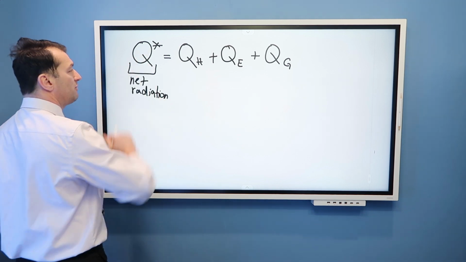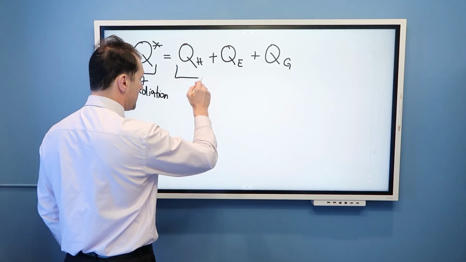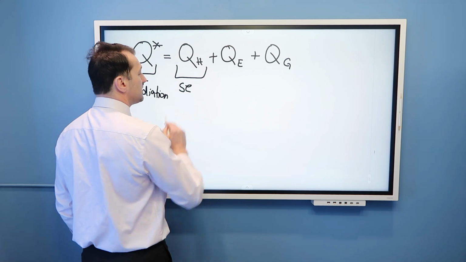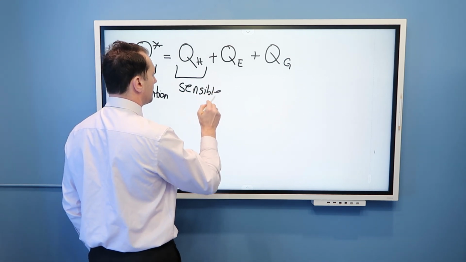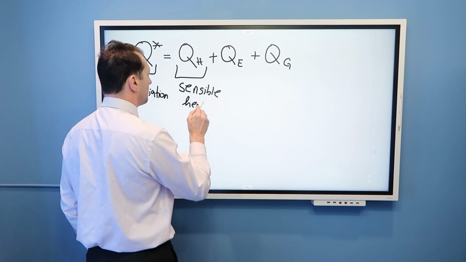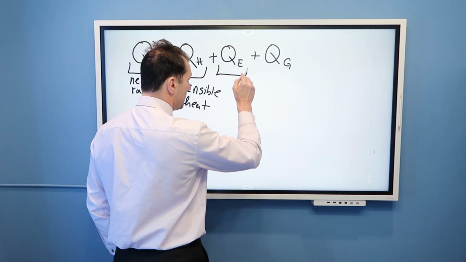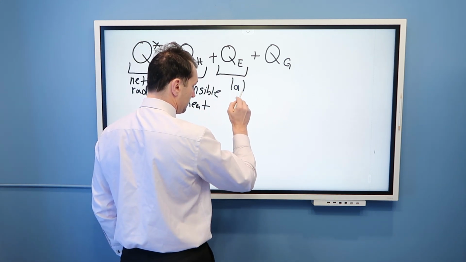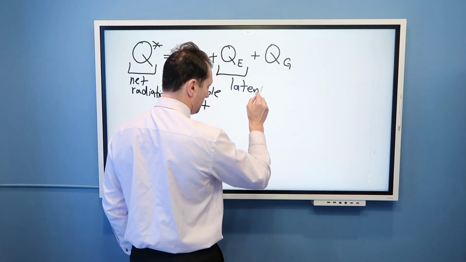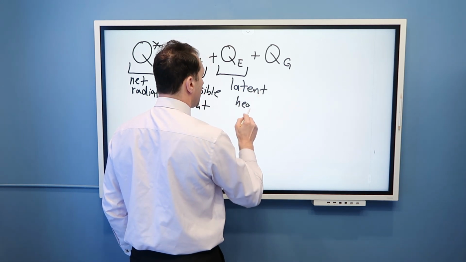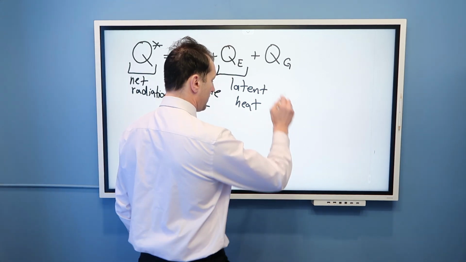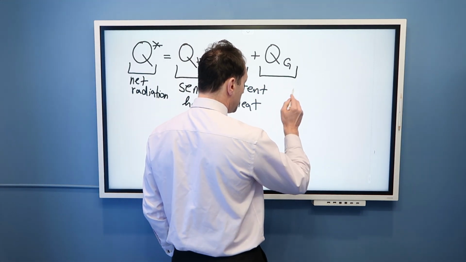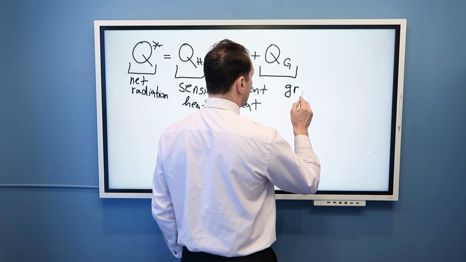Which can be positive or negative. QH is sensible heat flux. QE is latent heat flux associated with phase changes of water. And QG is ground heat flux.